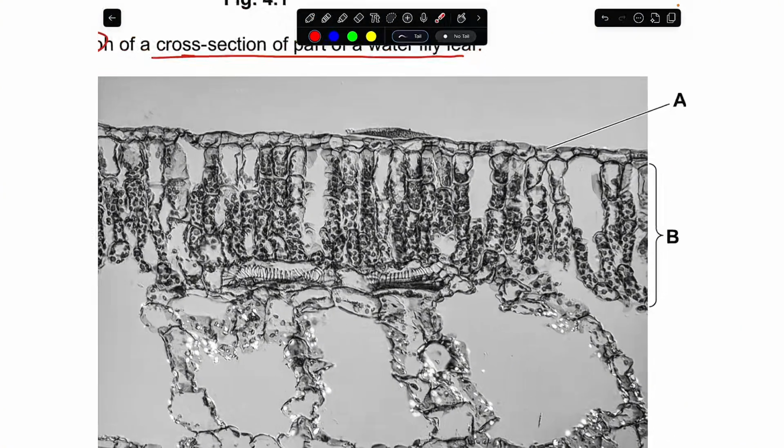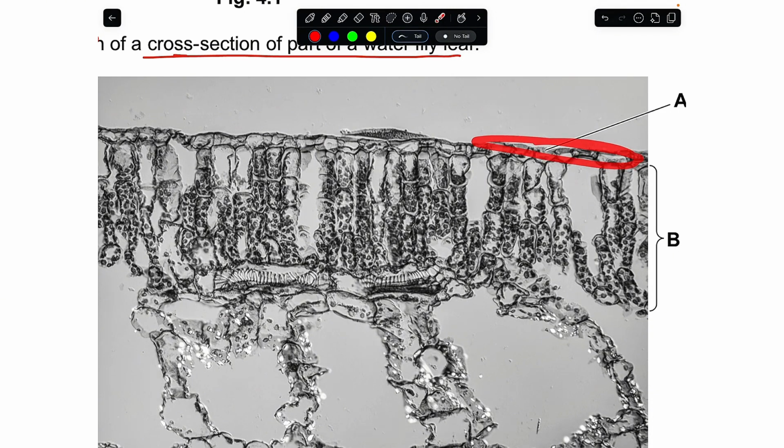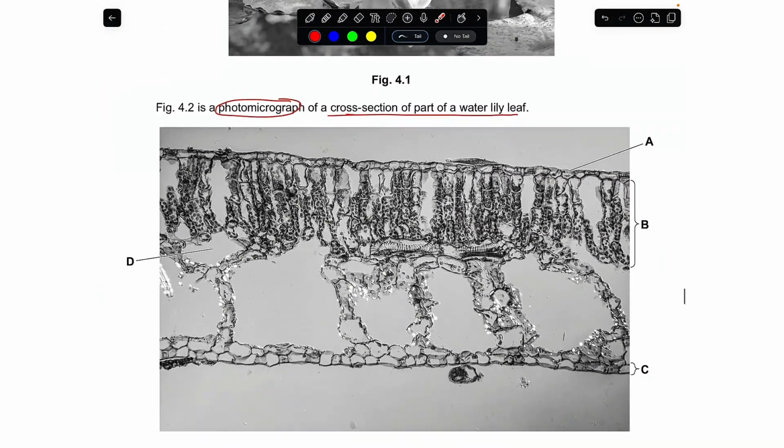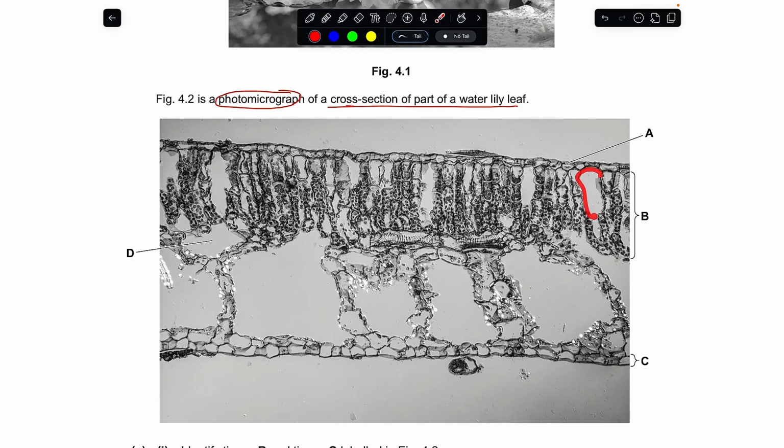What we know is that here we have the upper epidermis. The B that they have given you includes the palisade mesophyll cells. The unusual thing is that in land plants, we do not have air spaces in the palisade mesophyll cells. In the D, we have the spongy mesophyll cells, and they have got very enormous air spaces.